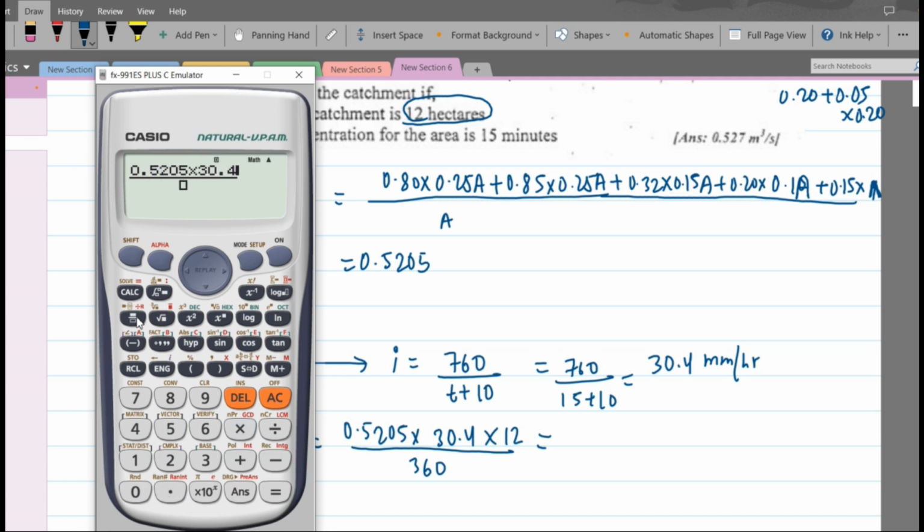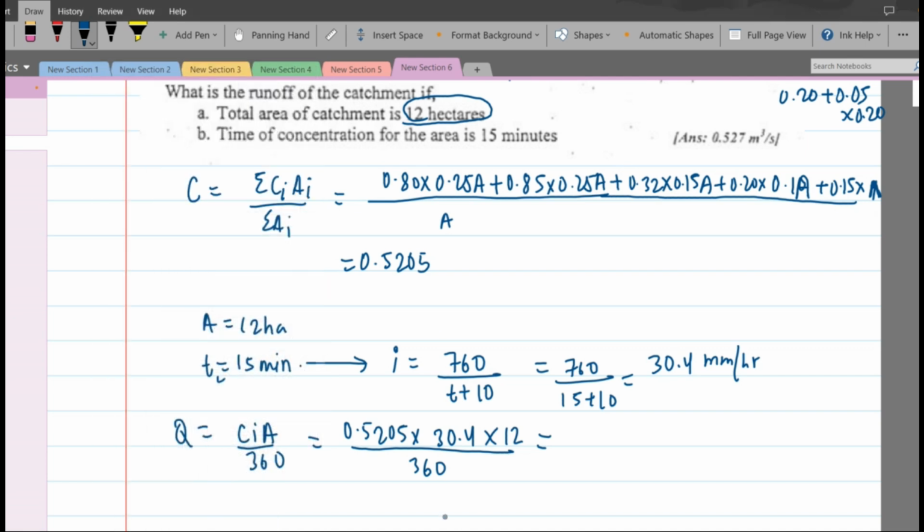0.5205 into 30.4 into 12 divided by 360. It will be 0.52774. So 0.527 meter cube per second, right? So this is the answer.